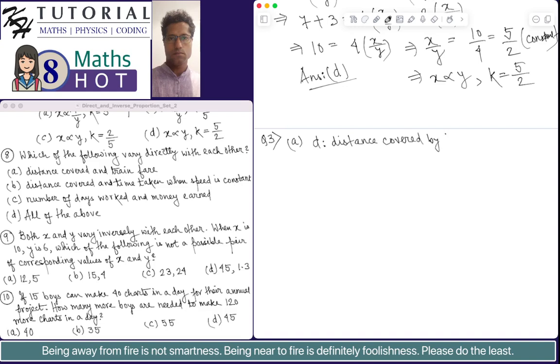by train, and let's say the fare F be the fare of the train journey. If you are traveling by train, obviously if you are traveling for a longer distance, the fare will be more, and if you are traveling for a shorter distance, the fare will be less. So clearly we can say that the fare will be directly proportional to D. The more the distance we travel by train, the fare will be more. So definitely choice A, the quantities distance covered and the train fare, varies directly with each other.